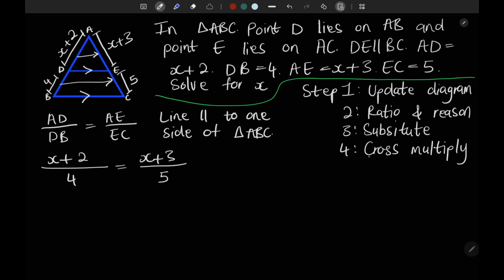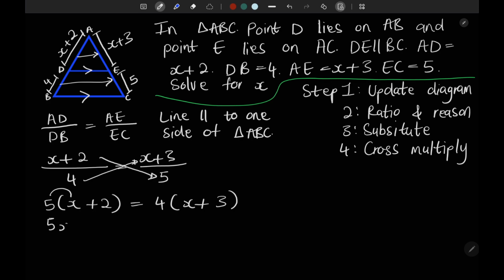What's the fourth step? Step number 4, cross multiply. So this would be x plus 2 multiplied by 5. You can write this as 5 in your bracket, x plus 2, is equal to 4 multiplied by x plus 3, which is 4 in your bracket, x plus 3. Now let's solve this. 5 times x is 5x. 5 times 2 is 10. Is equal to 4 multiplied by x is 4x. 4 multiplied by 3 is 12.